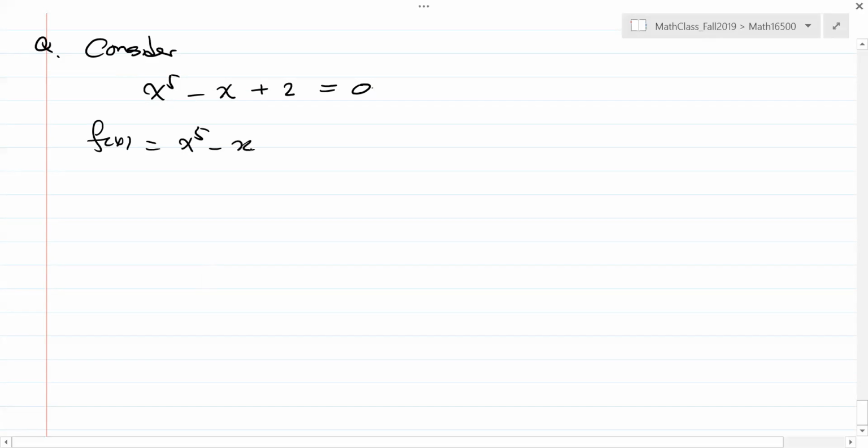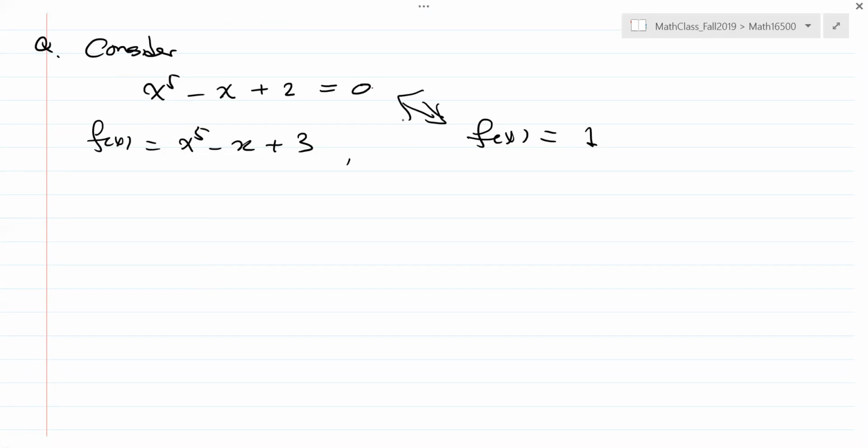I can even put 3 here. It doesn't matter. So the above equation really means this is going to be 1, right? Then if we simplify, you get x to the fifth minus x. So yes, these two are equivalent equations. I want to find a solution for the above equation. So what I'm going to do is randomly pick a value: f of 0 is going to be 3. Okay, 3 is larger than 1.